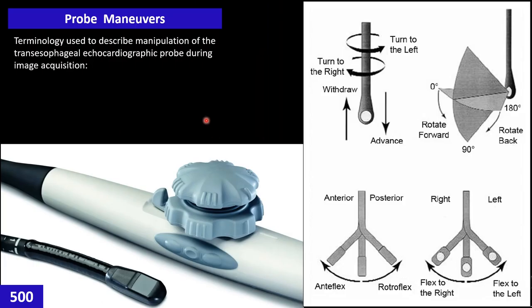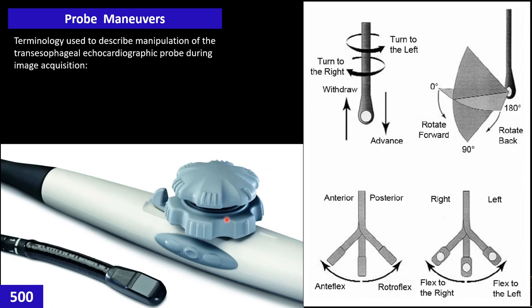One of the most important factors for getting a correct and successful, conclusive TEE is understanding and knowing the maneuvers that we use with the TEE probe. If you understand what effect they have on your image and how you fix it, the rest of it is a piece of cake, because all of you know the details of anatomy. They are not a big deal. The only thing is getting the correct view and how you approach that view or that structure you are looking for.